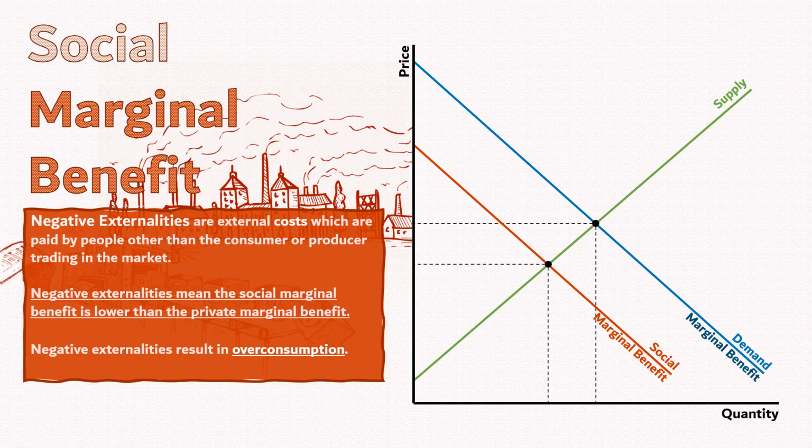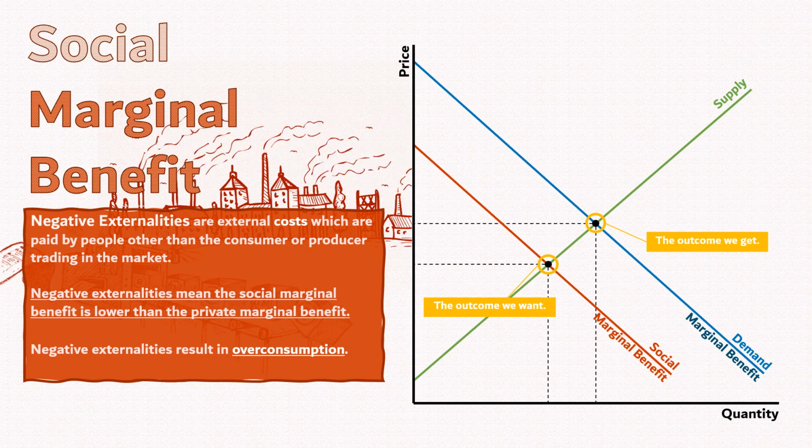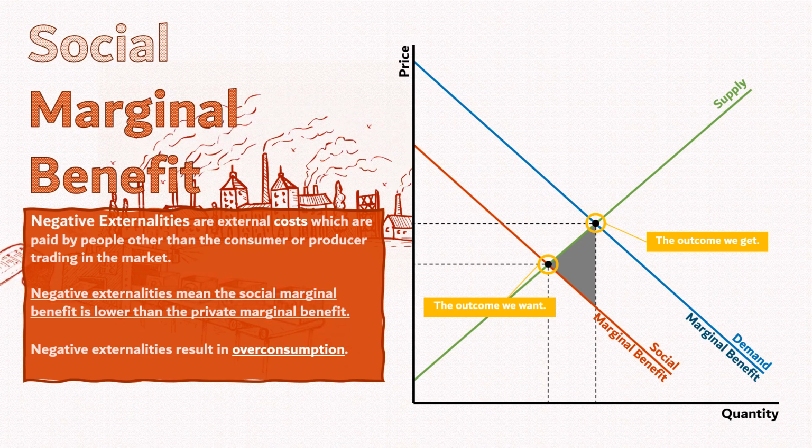When everyone follows their private incentives, this is the outcome we get. Consumers will choose to buy a product if the benefit to them is higher than the cost to them. And they don't consider the harms their consumption does to others. This outcome is what we would get if they did. This is the outcome we want because those harms are internalized by the social marginal benefit. Here we can see another example of deadweight loss due to overconsumption.